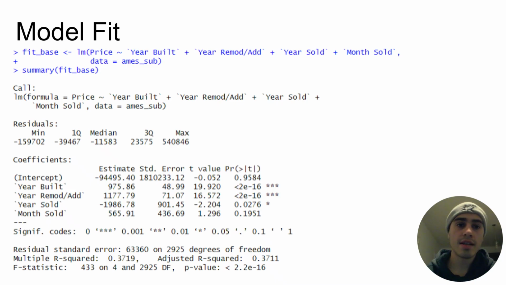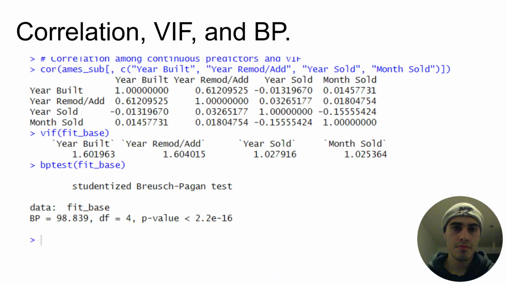Here we fit the model and can see that the year built, year remodeled, and month sold have a positive effect, while the year sold had a negative effect. It is also important to note that year built and year remodeled were extremely statistically significant, while year sold was barely significant and month sold was not significant. This also shows the R-squared value that says our model explains about 37.2% of the variation in price.